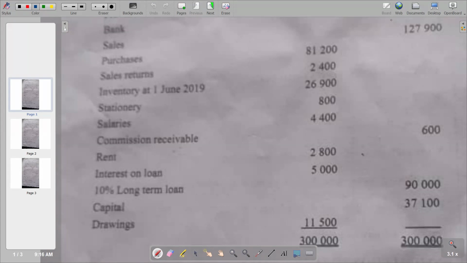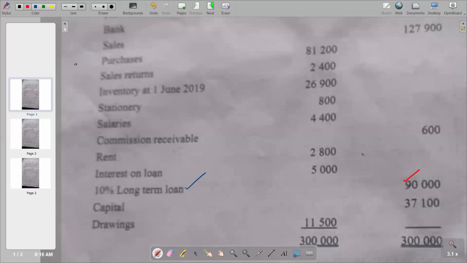In this video, we want to look at the calculation of interest on loan. And we are given a trial balance that we have here. So we are only going to be concerned with where we are given the long-term loan, 10% long-term loan, which is here. And if you check, the amount that we have is 90,000 of the long-term loan. So in that case now, we are given it as 10%. So we are going to say 10% of 90,000. That's how we are going to calculate our interest on loan.